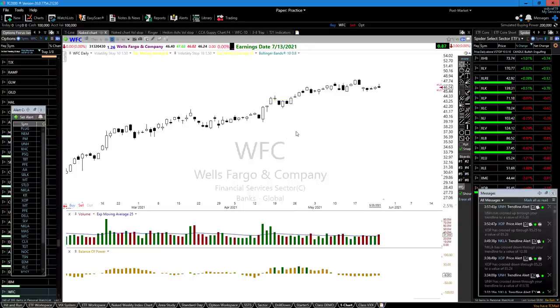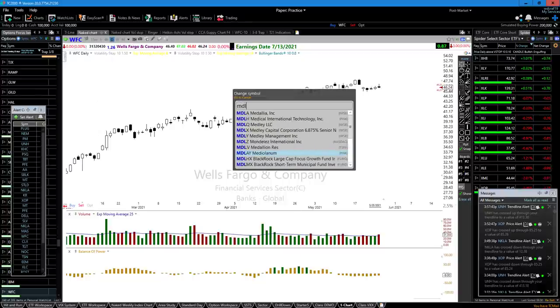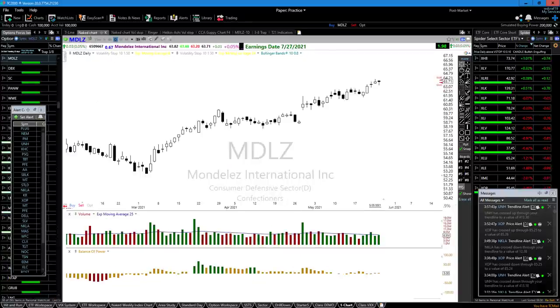Okay, take a look at MDLZ. MDLZ, we just recently entered in Right Way Options. Everyone in RWO can confirm this. We entered this right here on this candle right here. Same pattern, right? It's the exact same pattern I just showed. I wait for the trade to show itself. I wait for buyers to show me that they're ready to step in. No prediction here. I don't get involved.